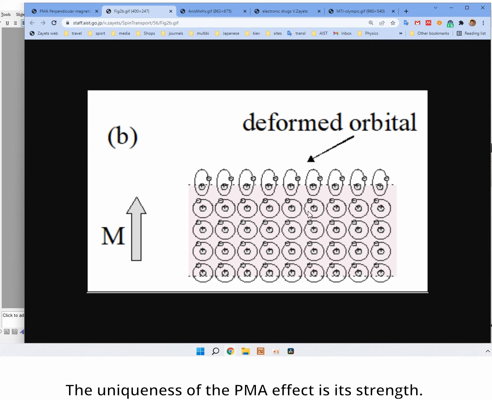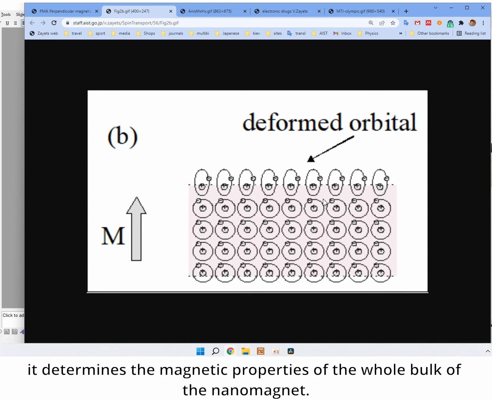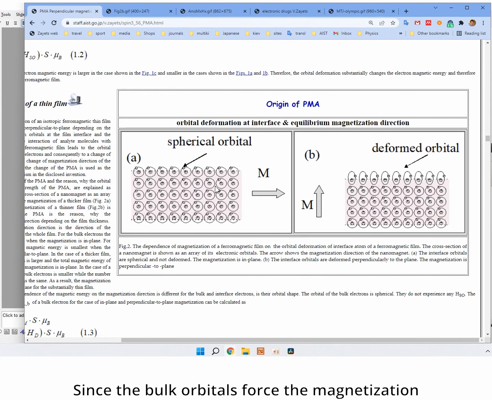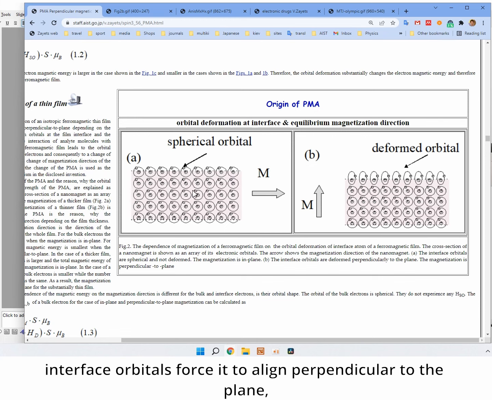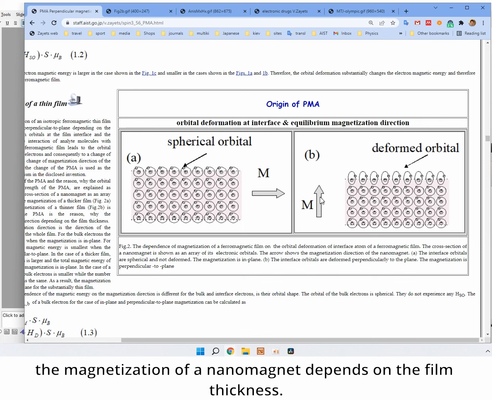The uniqueness of the PMA effect is its strength. The PMA is so strong that even if it exists only in one top layer, it determines the magnetic properties of the whole bulk of the nanomagnet. Since the bulk orbitals force the magnetization to align in the plane direction, and interface orbitals force it to align perpendicular to the plane, the magnetization of the nanomagnet depends on the film thickness.